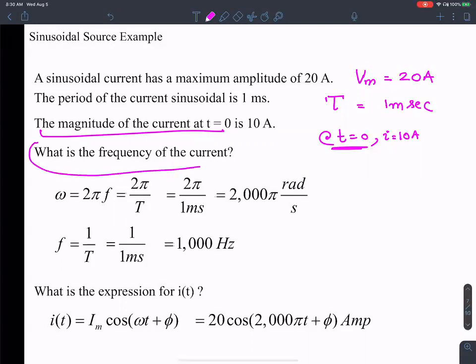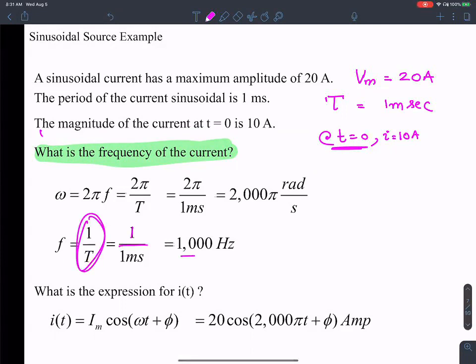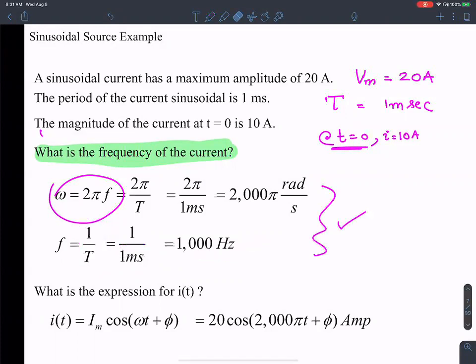We are asked to do a bunch of things. What is the frequency of the current? There's more than one question in here. The first question is to find the frequency of the current. That's the easy part. Frequency is 1 over T, which is 1 over 1 millisecond, which is 1 kilohertz. Expressed as omega, that's 2 pi over T, or 2000 pi radians per second. Given the time period, you can find the frequency. You have been doing this since high school. That's not the difficult part.